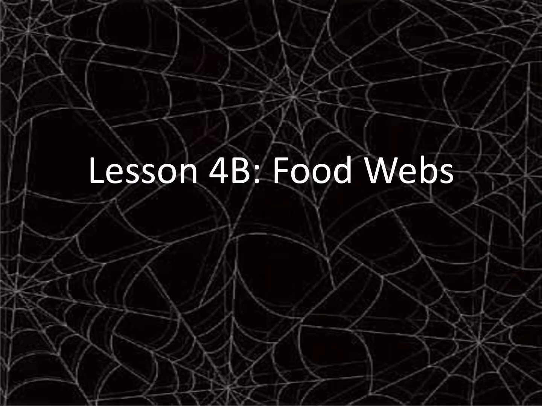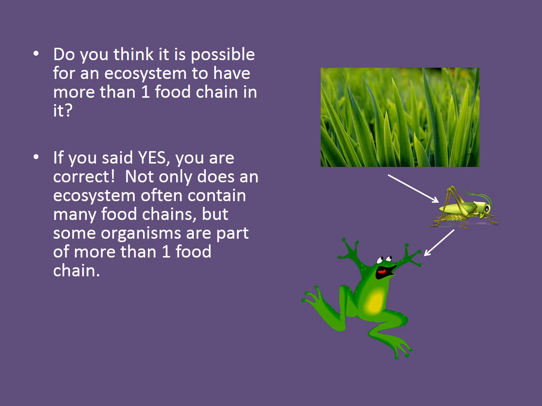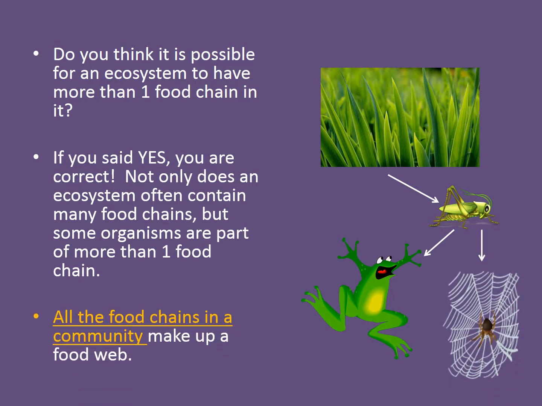So now that we've talked about food chains, we're going to continue into the second part of this lesson by talking about food webs. Food webs are similar, they're just a little bit more complex. Do you think it is possible for an ecosystem to have more than one food chain in it? If you said yes, you are correct. Not only does an ecosystem often contain many food chains, but some organisms are part of more than one food chain. All the food chains in a community make up a food web.